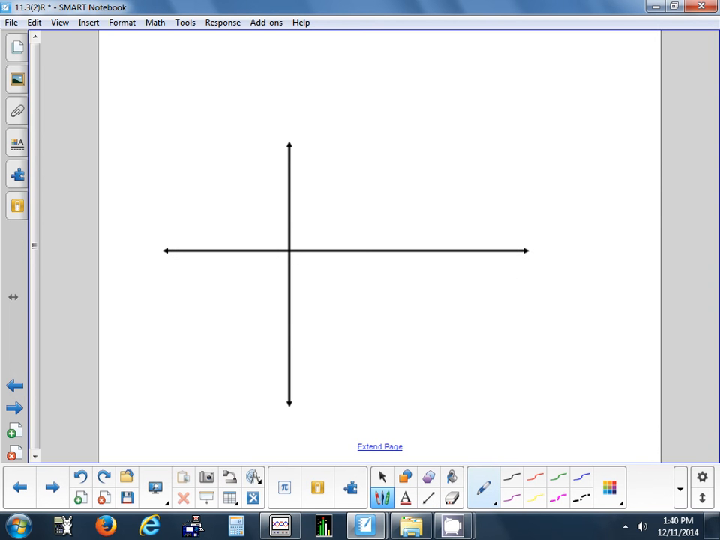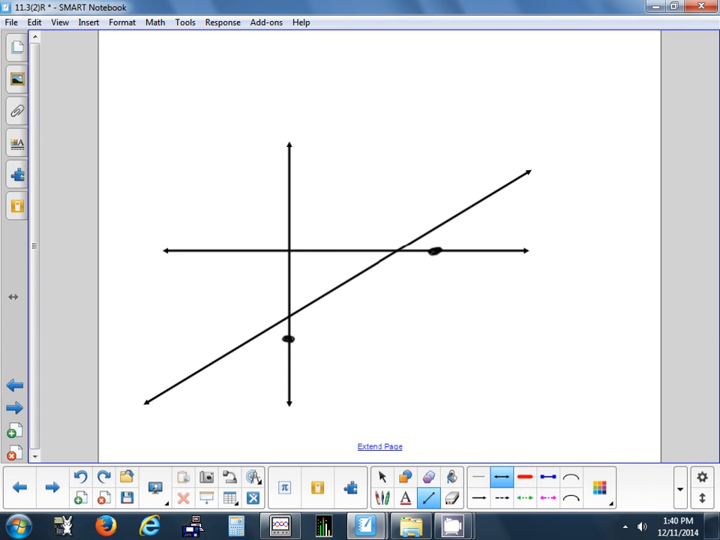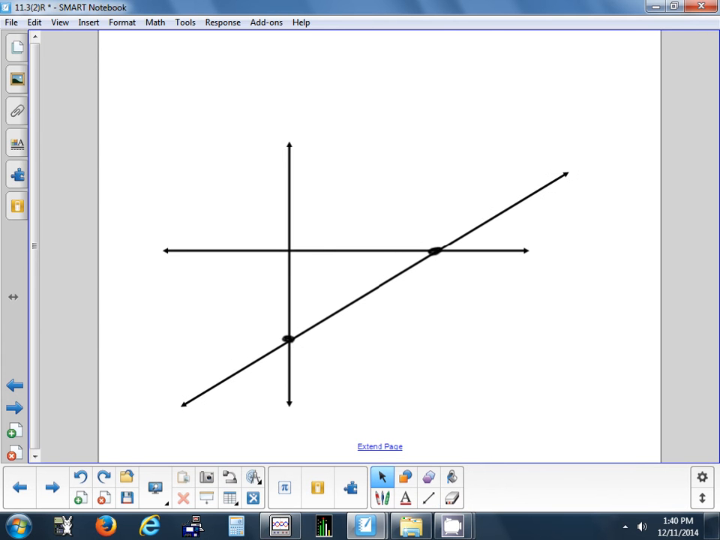Okay. Let's say you find the point where it crosses the x-axis. Say it's over there. Then you find where it crosses the y-axis. Is that enough information to draw the line? Yes. To draw any line, you only need 2 points. So if you can find those intercepts, that'll do it. Those are the only 2 points you need.